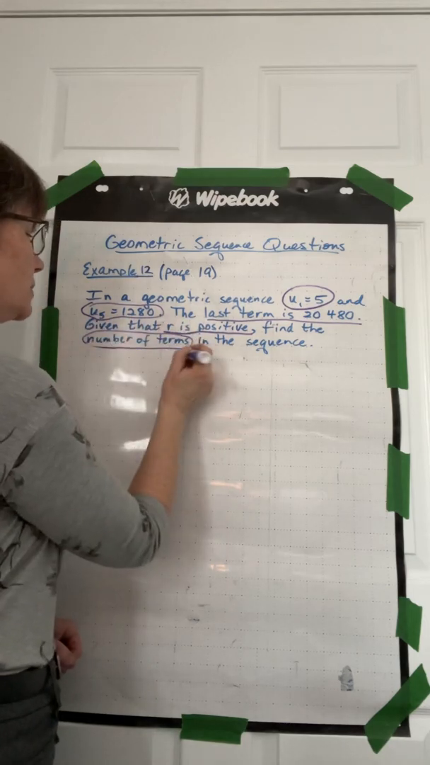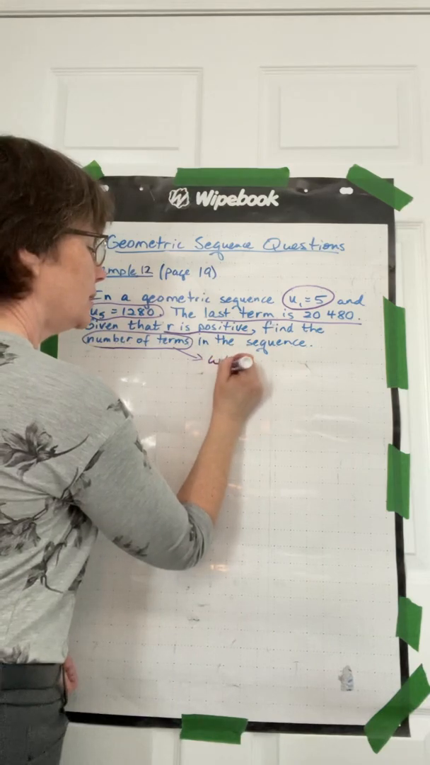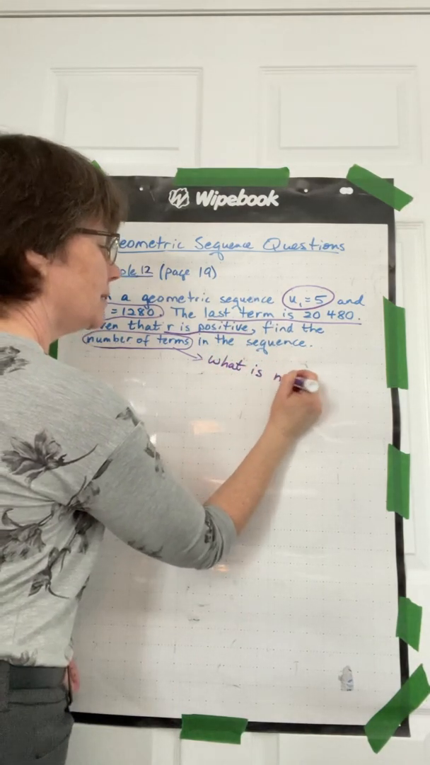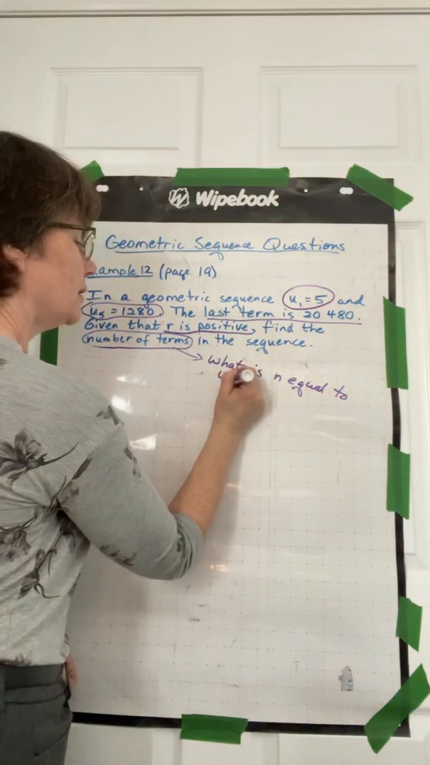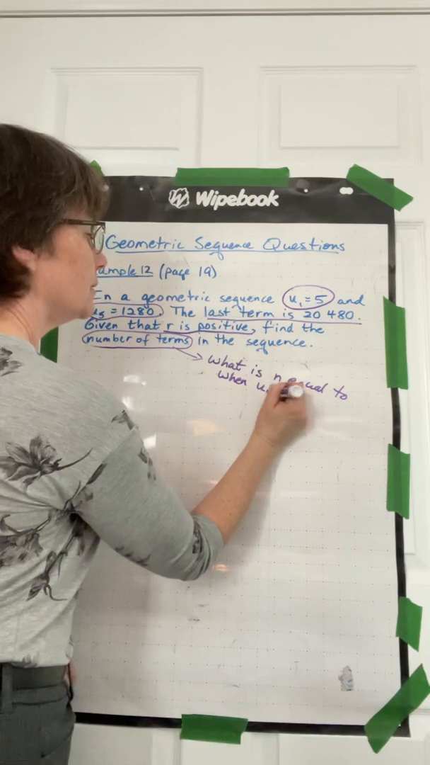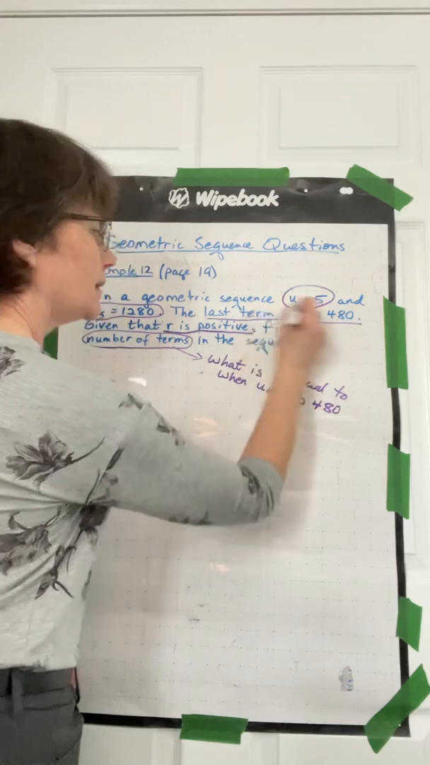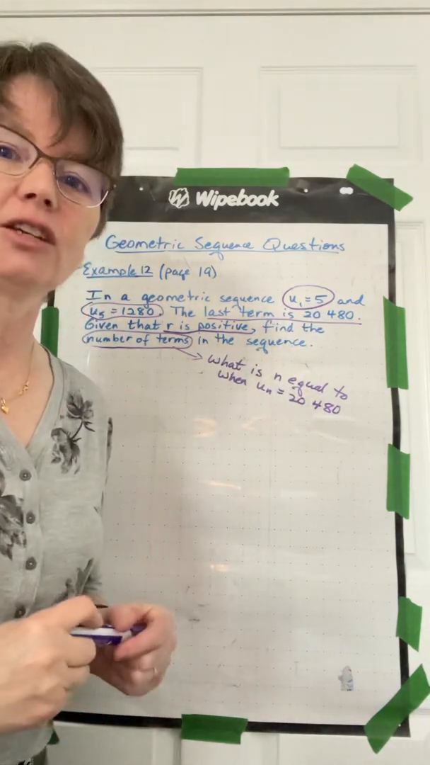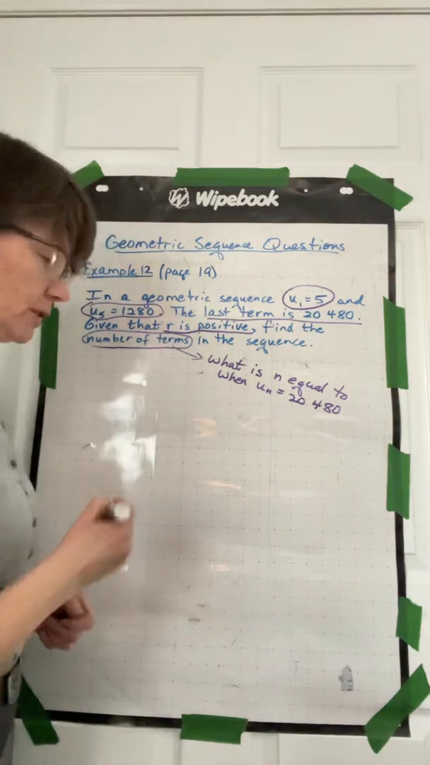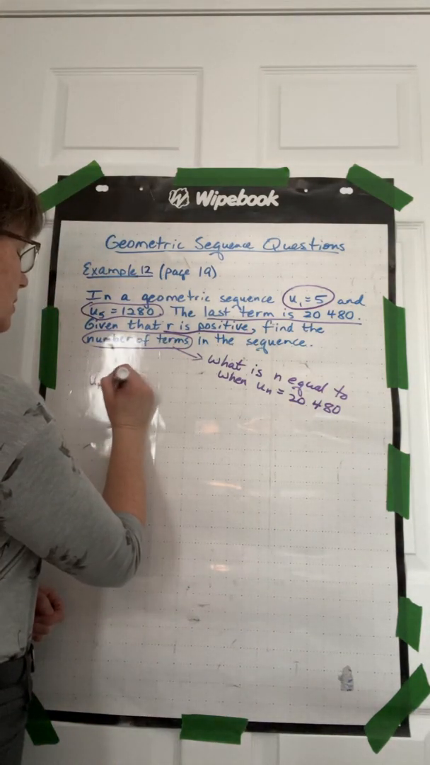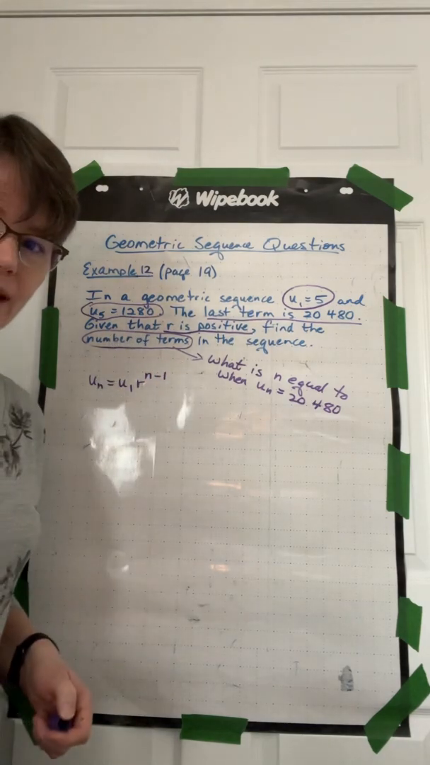Number of terms. Okay, so basically, we need to be able to find out what n is equal to when un is that last term, 20,480. And last term tells us that it's a finite geometric sequence. All right, so let's start off with, we know our general term for a geometric sequence is un equals u1 multiplied by r to the power of n minus 1.